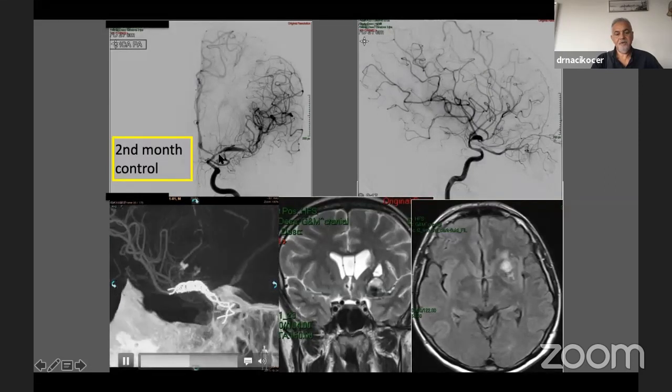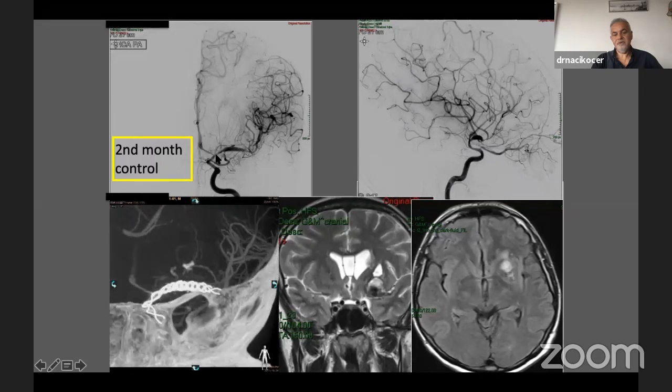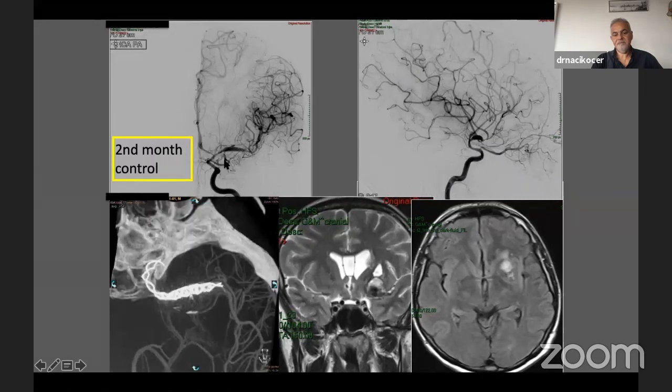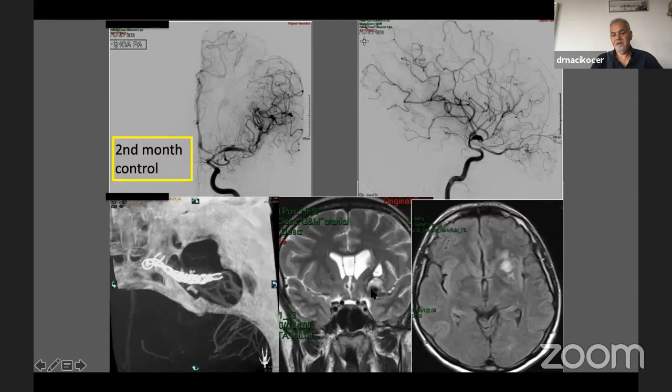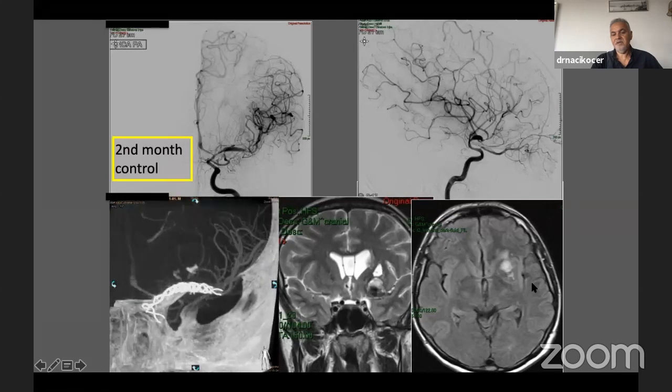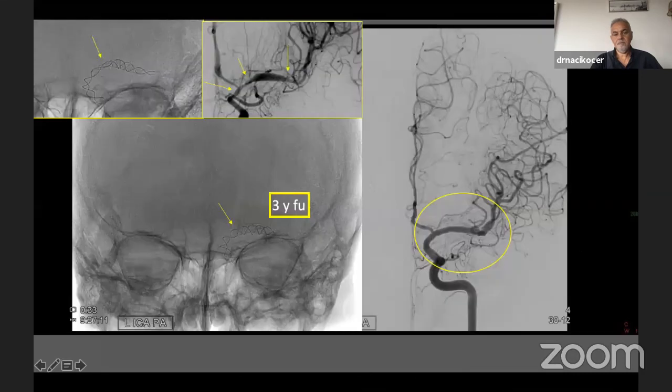The narrowing of the orifice of the M1 is still there, with a small ventricular stride infarction here, but the patient is neurologically getting good. And let's follow more. This is the 30-year follow-up. Look at that, whole vessels remodeled, whole of them. And A1 is still filling.